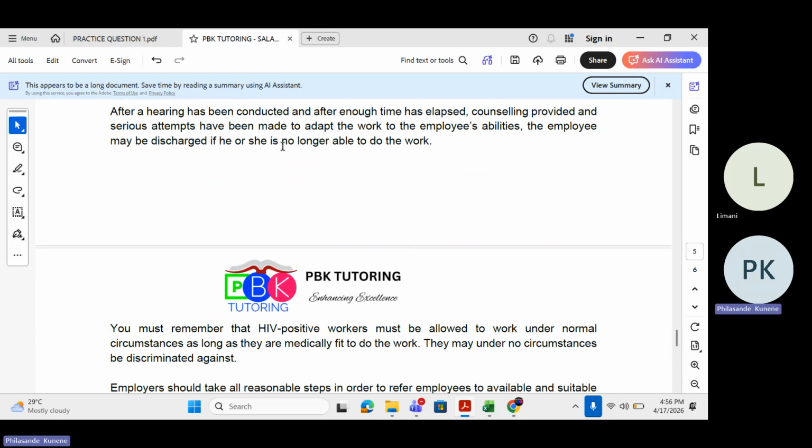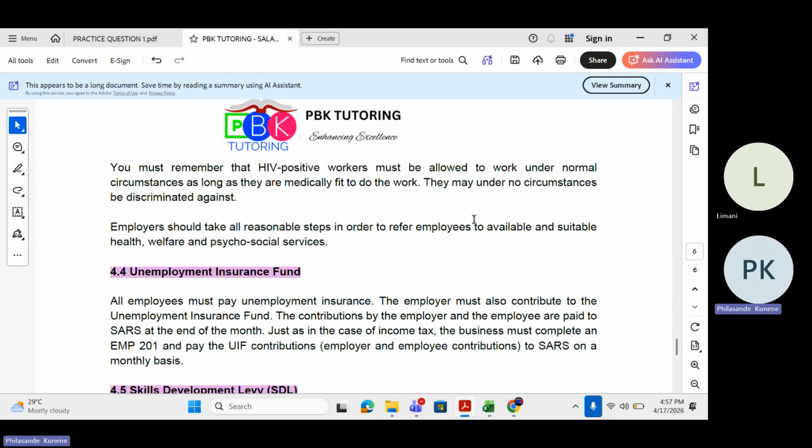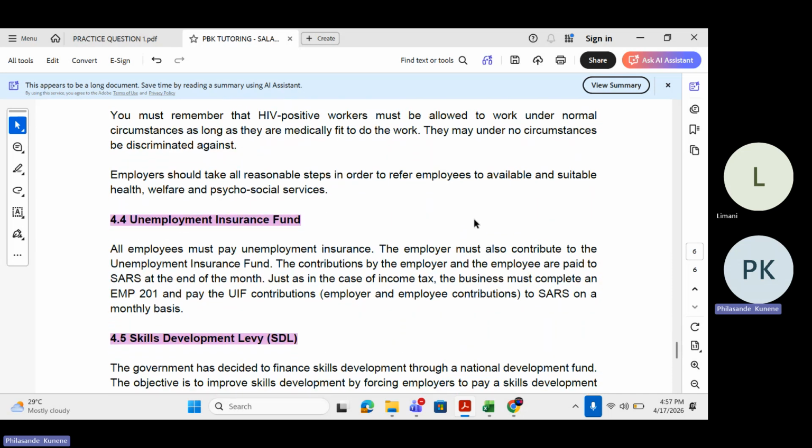After a hearing has been conducted and after enough time has elapsed, counseling provided and serious attempts have been made to adapt the work to the employee's abilities, the employee may be discharged if he or she is no longer able to do the work. Yeah, that is an unfortunate part, that if you're still unable to do the work, they must release you, allow you to go home and rest. Obviously, there's nothing they can do.